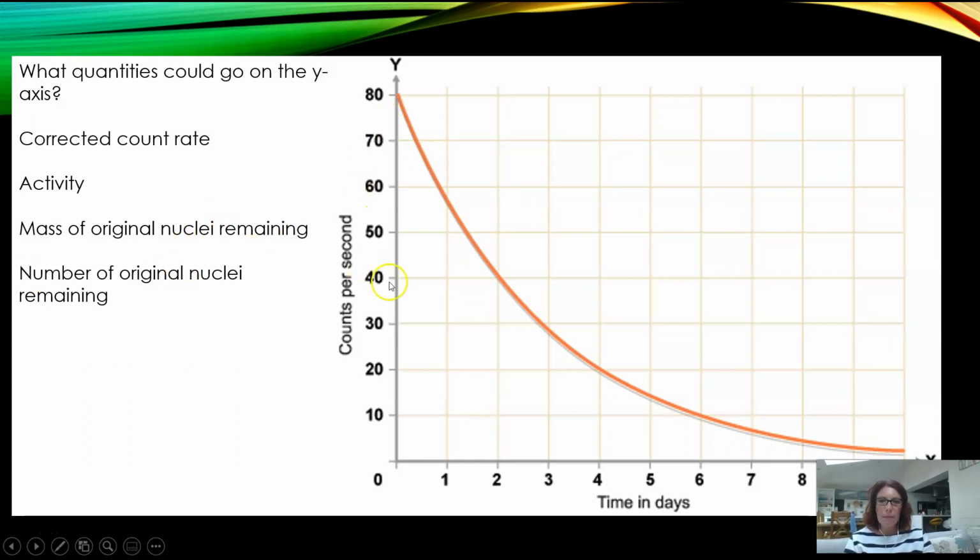Again, mass of original nuclei remaining would be completely different to this because obviously mass can be measured in lots of different units. But again, it would have the same half-life. And then number of original nuclei, well, in 1 mole of a substance, so let's say 12 grams of carbon, you'd have 6 times 10 to the 23 nuclei of carbon. So that number would be really high. But in all of these, for a single source, they would all have this half-life of 2 days. But you must check what's on this line here.